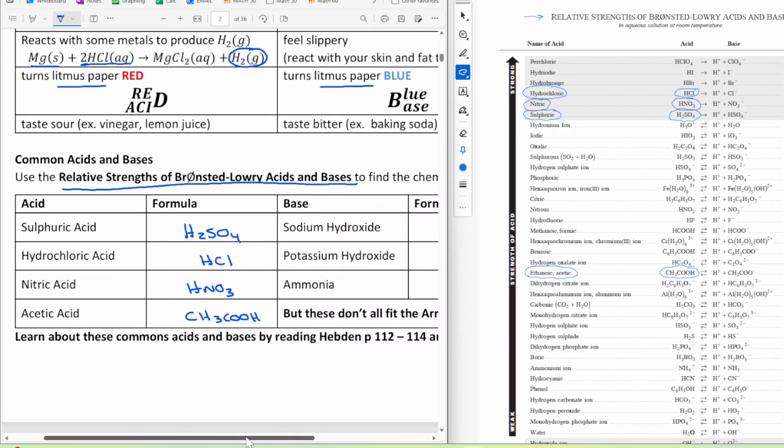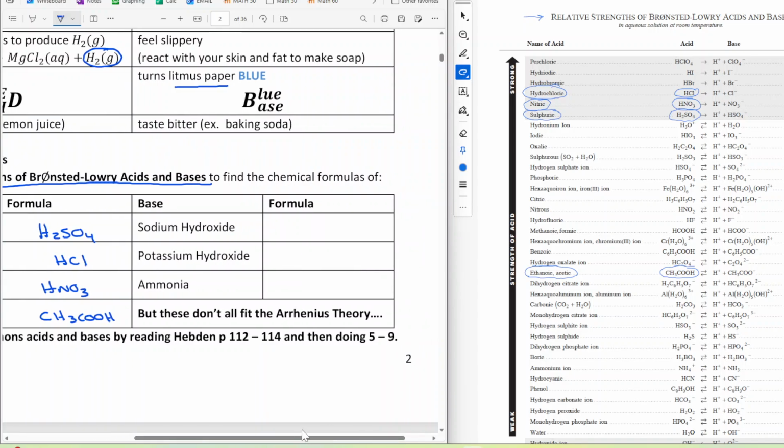All right, let's go through some of our bases. Now, these bases are not listed in your relative strengths of Brønsted-Lowry acids and bases. They list the acid name until you get to the bases at the bottom. But the nice thing about a base, because of the Arrhenius definition so far, is that you know that sodium hydroxide is a base. So sodium hydroxide would simply be a sodium and a hydroxide, whereas potassium hydroxide would simply be a potassium and a hydroxide.